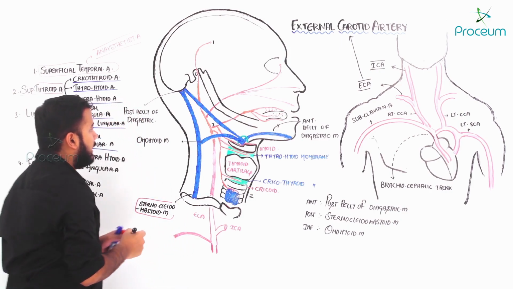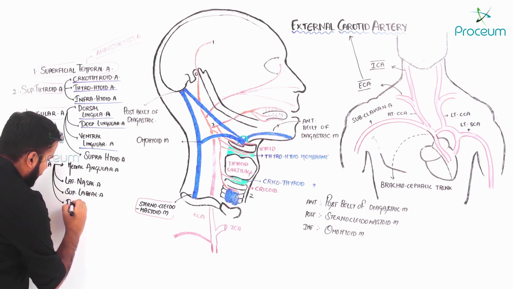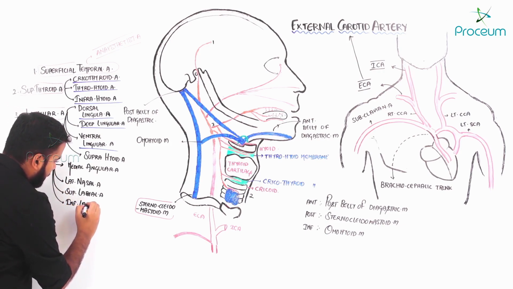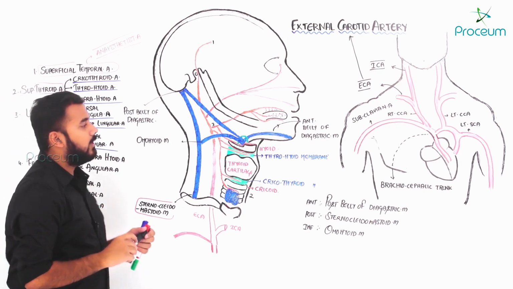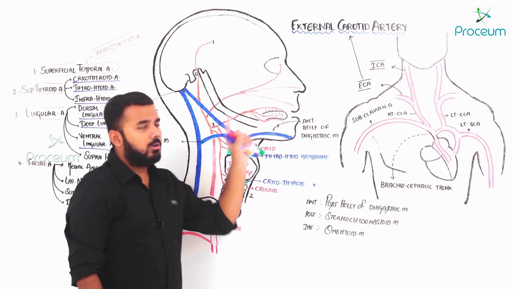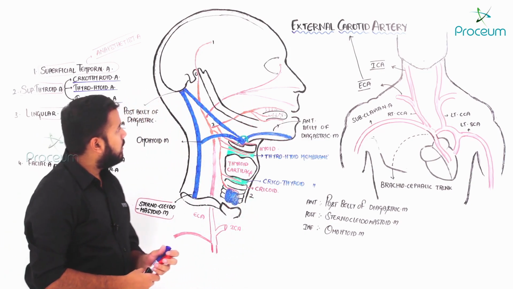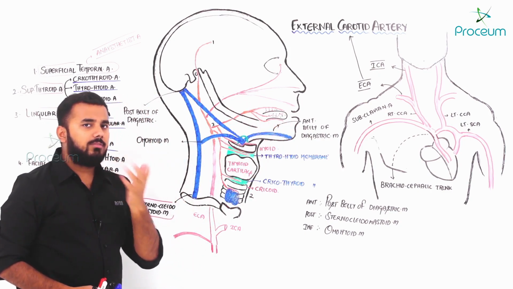So I can also call it the inferior labial artery. It even supplies your lower lip. I don't want to make this picture fussy, so that is the reason I am not drawing it. I don't want to confuse you. So just think that there is a branch supplying the lower lip, and that is called the inferior labial artery.